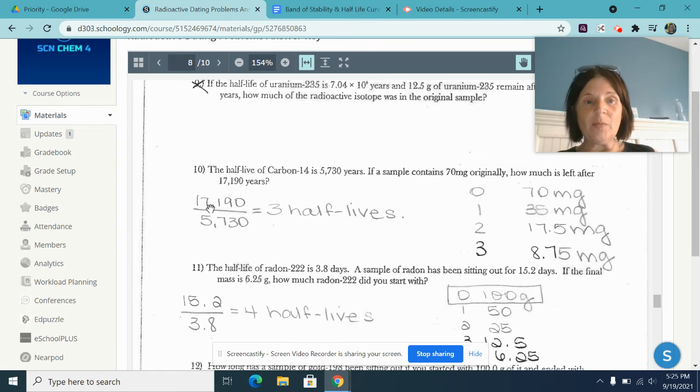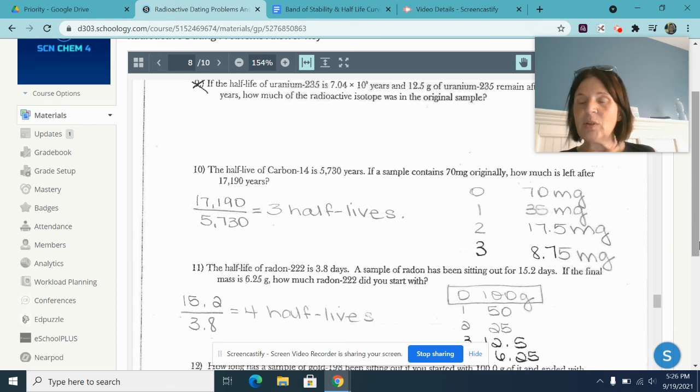So we take the larger amount, 17,190 years, the amount of time it's been decaying for, and then we divide it by how long each half-life takes, which in this problem is 5,730 years. When we do that division, we get 3 half-lives. Again, you can set up your chart where time 0 in this problem tells us that we contained 70 milligrams originally, and then we're just dividing it in half each time until we reach 3 half-lives, which would tell us for this problem that we have 8.75 milligrams remaining.